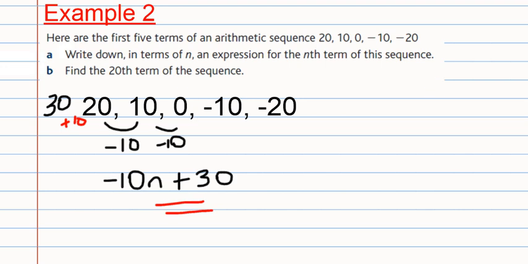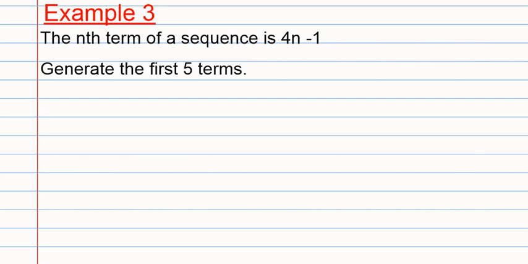Okay, let's go to the next example. Example 3. So here we have the nth term of a sequence is 4n minus 1. If I just type that in quickly, 4n minus 1. And we want to generate the first 5 terms. So the first term, position 1, n is 1. So we're going to do 4 times 1 is 4, take away 1, and that will be 3. So the first term is 3.